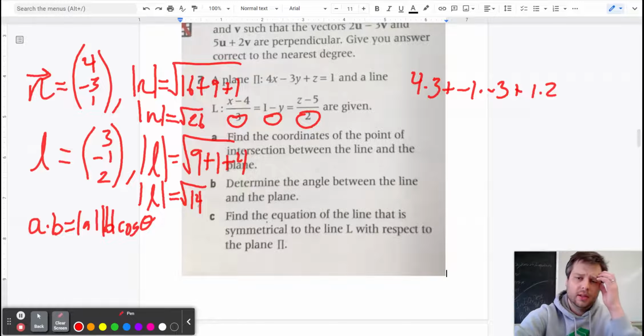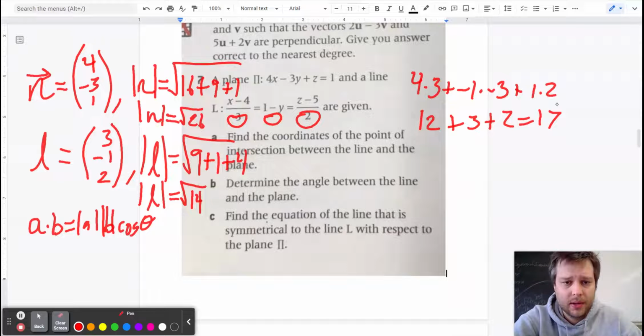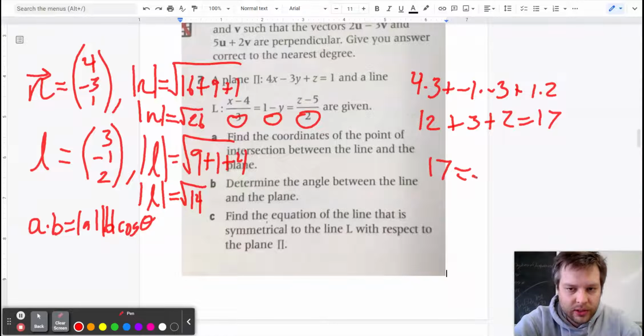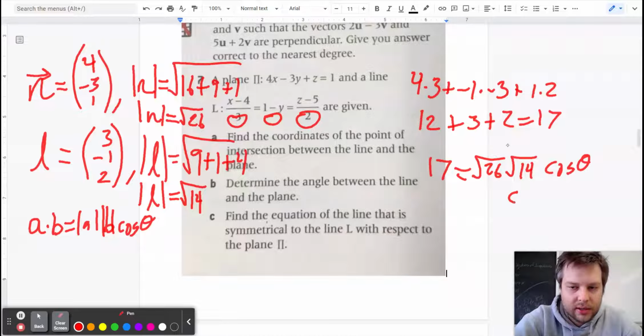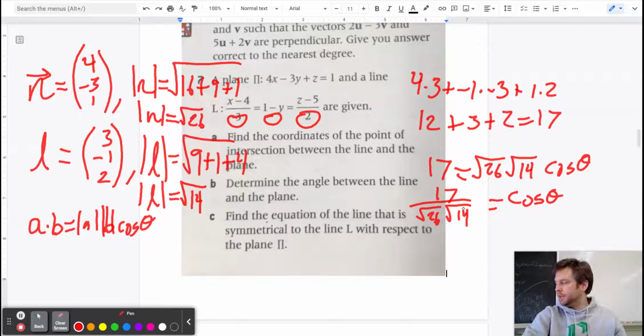I'm jumping around a little bit. I did not finish out my dot product, so this becomes 12 plus 3 plus 2 makes 17. Okay, so what are we at here? We know that the dot product of 17 equals one magnitude times another magnitude times cosine of theta. So it looks like cosine of theta is going to equal 17 divided by root 26 root 14. All right, so I'm going to pause for a second, grab a calculator.